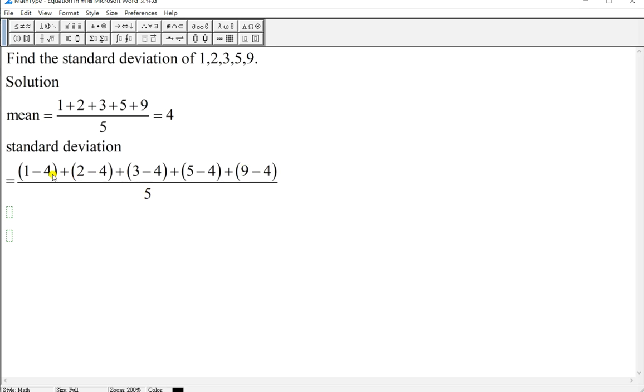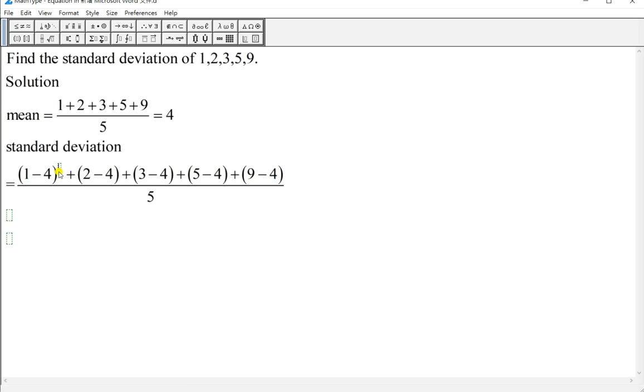But the problem is that if you find the numerator, 1 minus 4 comes out negative 3, 2 minus 4 comes out negative 2, and going to here, 9 minus 4 comes to positive 5. So you see that if we just consider the subtraction between the data and the mean, sometimes it will have a negative value and sometimes a positive value. We don't want to see something like that because we are talking about the distance. So what can we do?